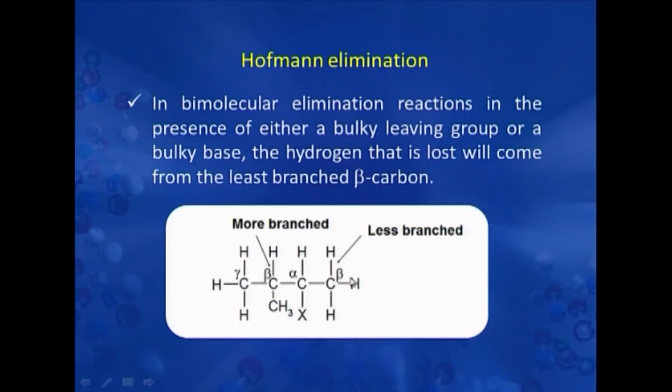In bimolecular elimination reactions, in the presence of either a bulky leaving group or a bulky base, the hydrogen that is lost will come from the least branched beta carbon, as you can see here in this case. This is an alkyl halide and this is also a beta carbon and this is also a beta carbon. So, less branched alkene will be formed when this beta hydrogen is removed and more branched alkene will be formed when this beta hydrogen is removed.